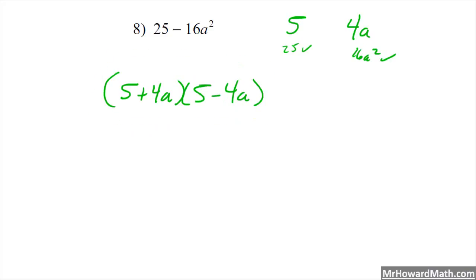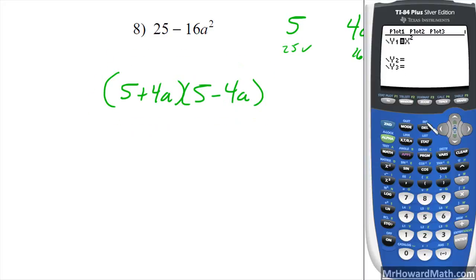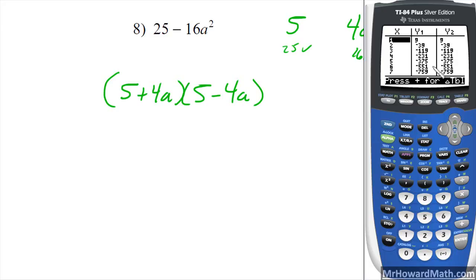Let's put this one in our calculator and check. We haven't done that yet today. 25 subtract 16x squared is supposed to be the same as 5 plus 4x and 5 subtract 4x. Go in my table, second graph, make sure they all match, check, check, check, check, y1, y2 are the same, so we know we did it right.